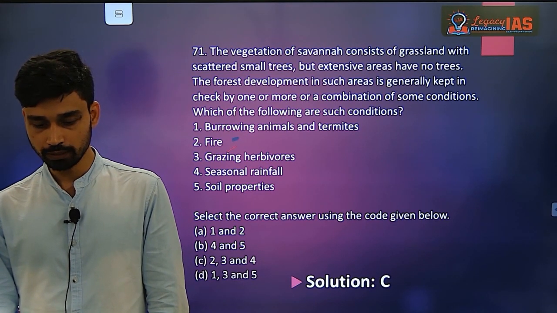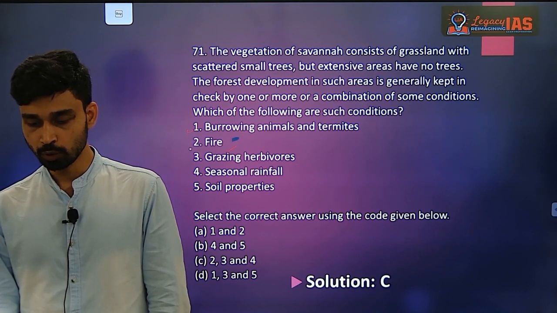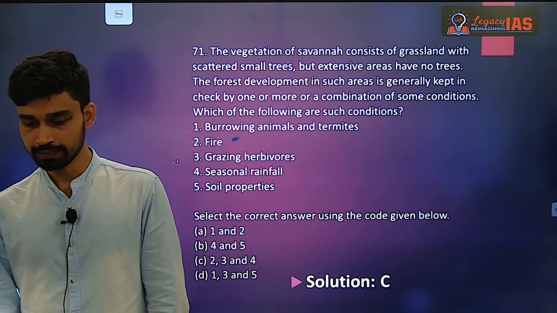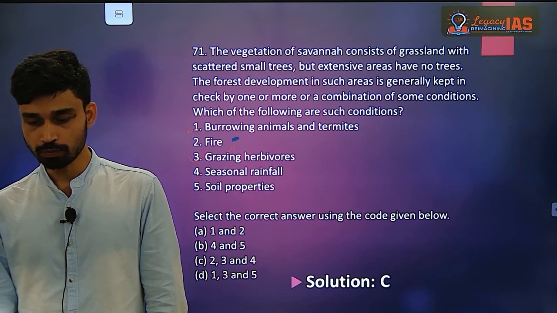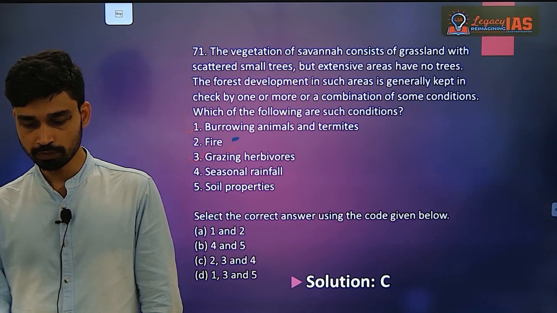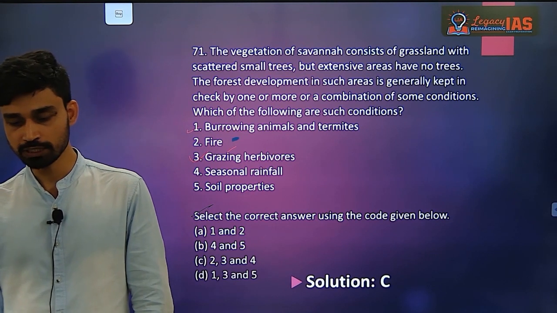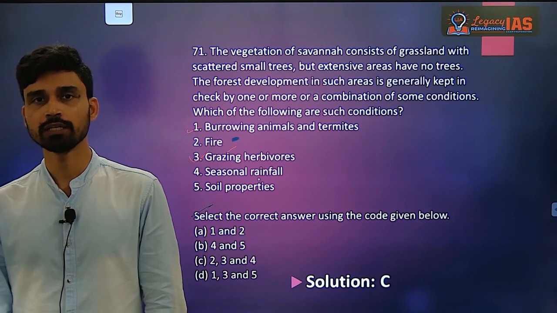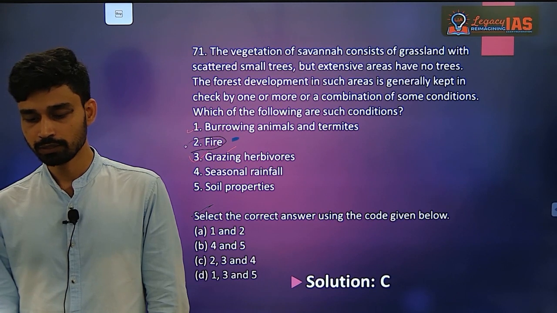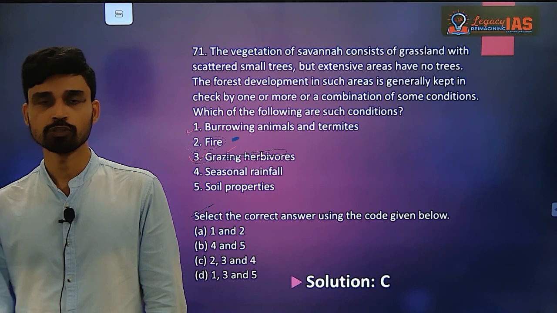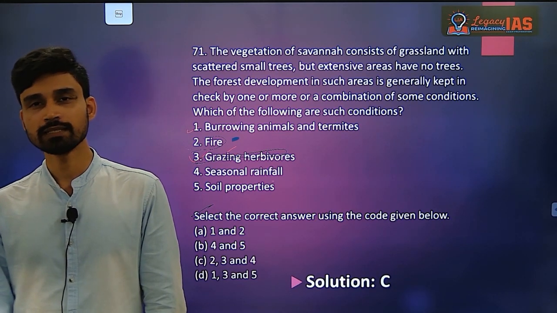If we look here, the options that are given are: first, burrowing animals and termites; second, fire; third, grazing herbivores; fourth, seasonal rainfall; and the fifth option is soil properties. Now if you look at all the options, what actually happens in savanna region is that there is prevalence of fire. Apart from that, we also have a lot of herbivores that graze around in the savanna region.